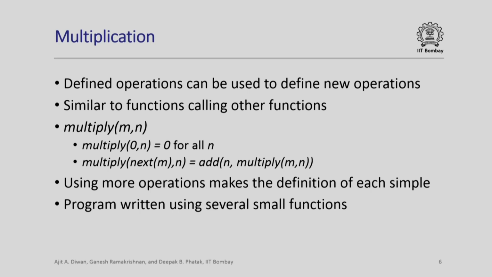So, let us look at the multiply operation on numbers. Multiply(0, n) is always 0 for any number n. You multiply anything by 0, you get 0. Multiply(next m, n), we define as add(n, multiply(m, n)). So, if you know how to multiply m and n, you know how to multiply next of m and n. Simply you have to add n to the result of multiplying m by n, and that is a clear and unambiguous definition of the multiplication operation.